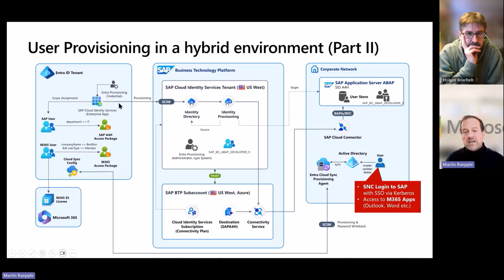So for example, here we take care of creating or deriving attributes that are needed in this scenario for the user. We have quite a lot that already exists in the underlying directory of that tenant. However, for example, the SNC mapping is one of these attributes that we need to create on the fly.